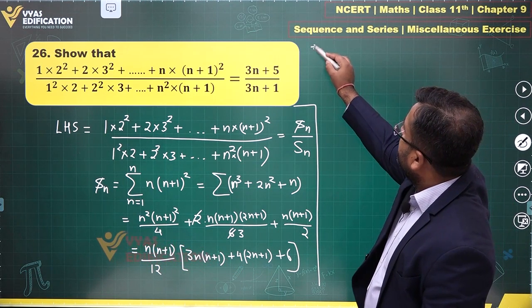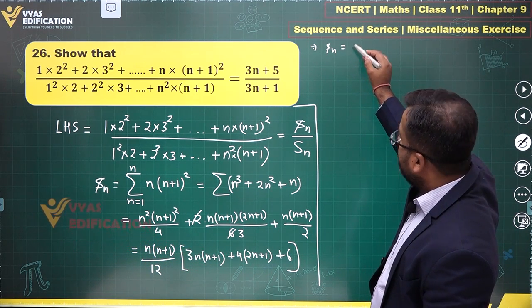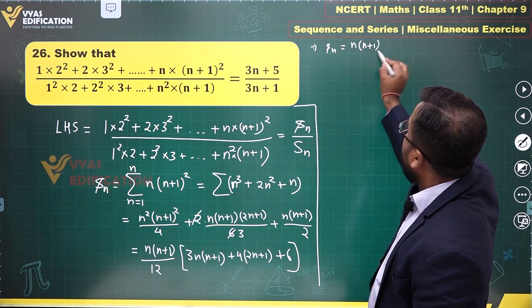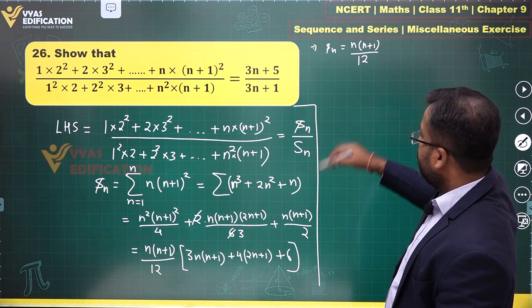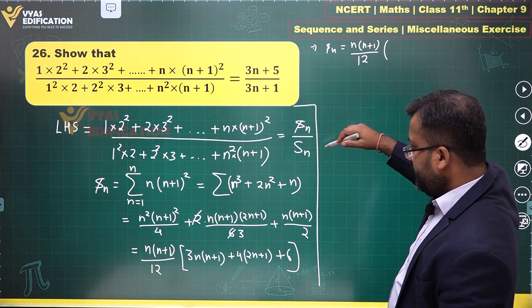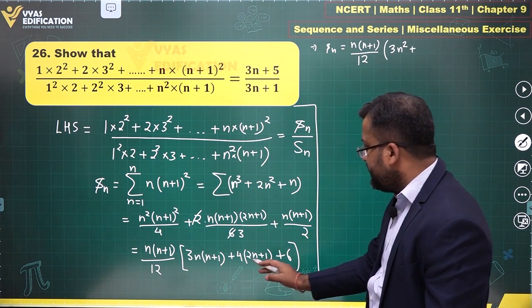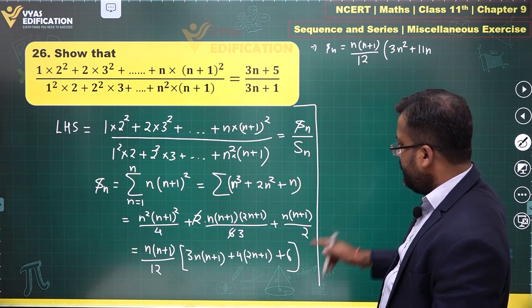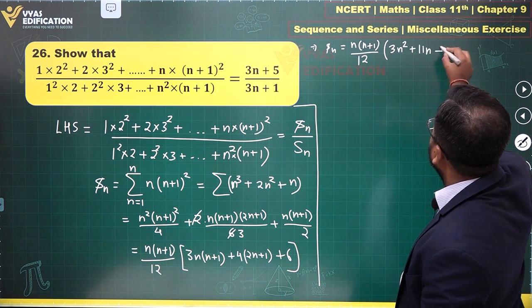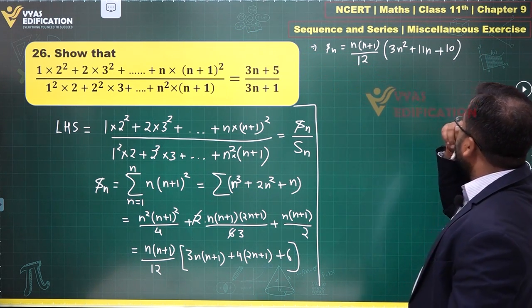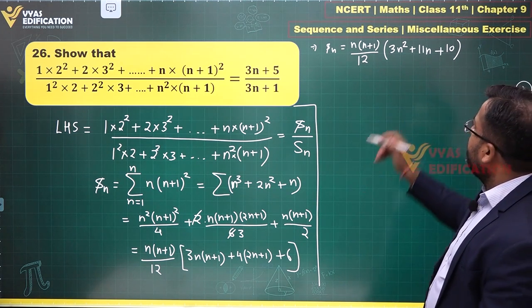So small sn simplifies to n plus 1 upon 12 times this whole expression in the bracket. What is that? 3n square plus 3n plus 8n is 11n. 4 plus 6 is 10. This is what you get, right? 10 times 3 is 30. So this can further be factorized.